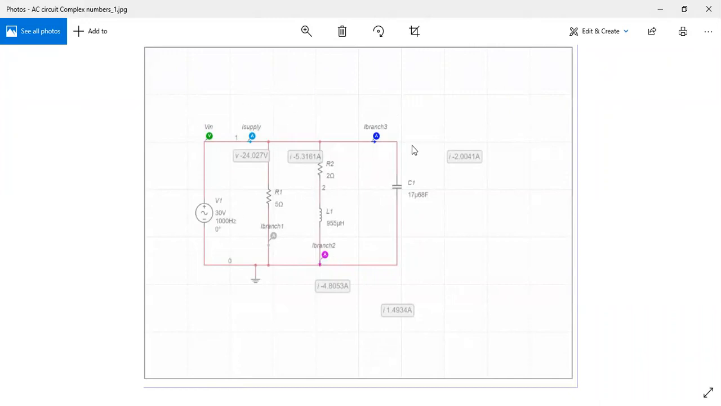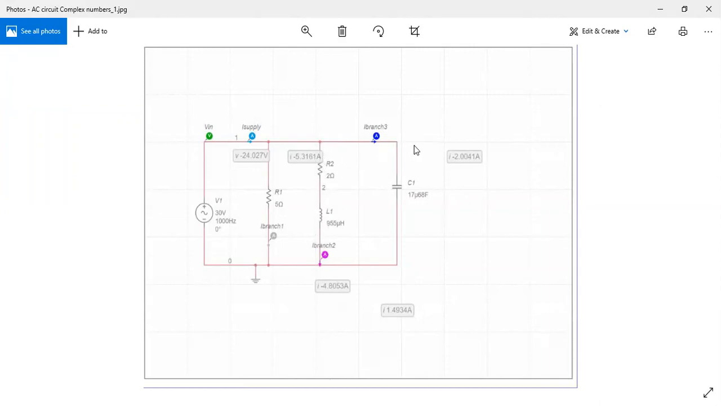This is a parallel circuit. There are three loads, three branches in the circuit. The first branch is resistor R1 on its own. The second branch is a resistor plus an inductor to mimic an electric motor.